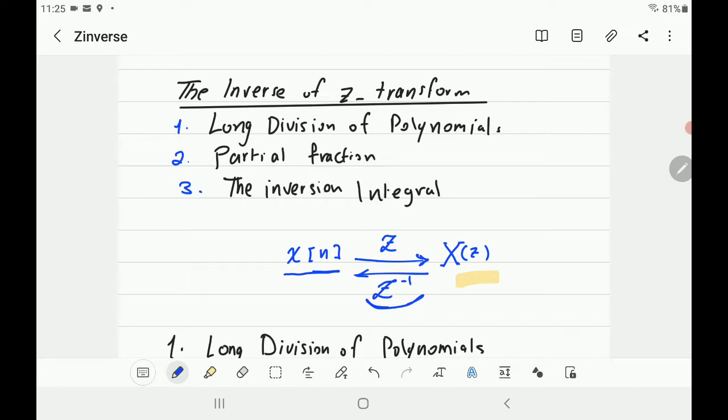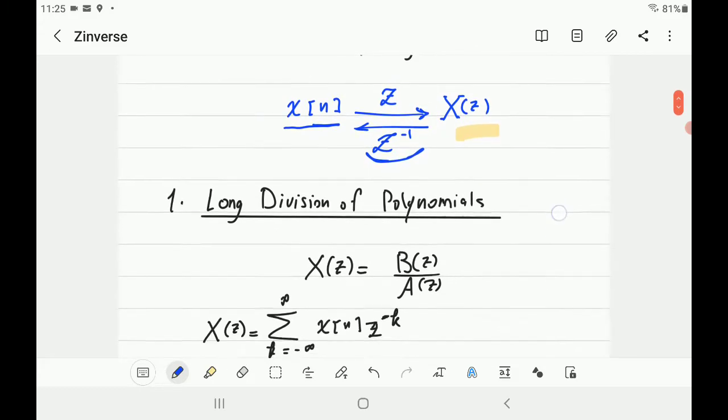How to do that? There are three common methods: long division of polynomial, partial fraction, and the inversion integral. In this course, we are going to focus on the first two methods. And in today's lecture, we are going to explain how to implement long division of polynomials to find the inverse of Z transform. In long division, x of z should be given as a rational expression, b over a.